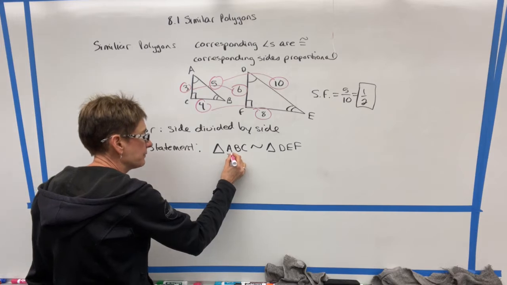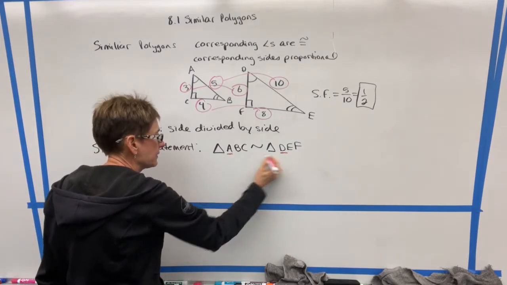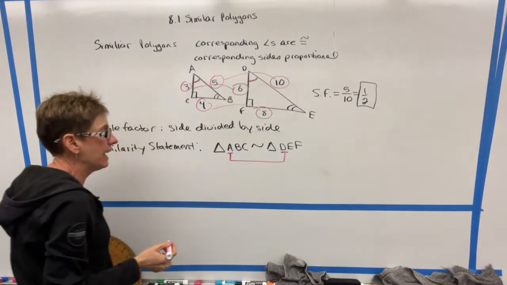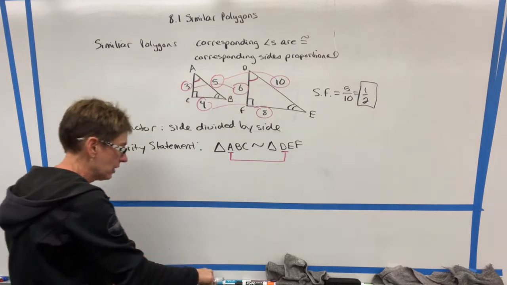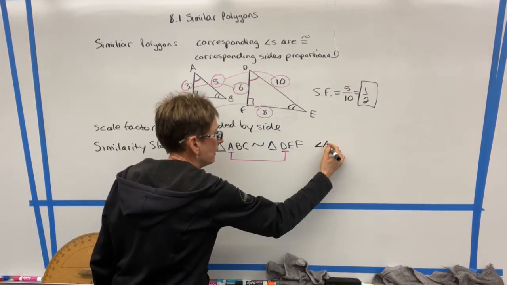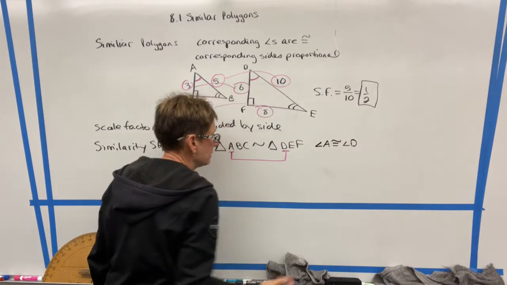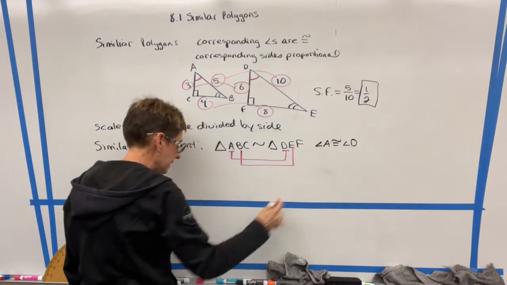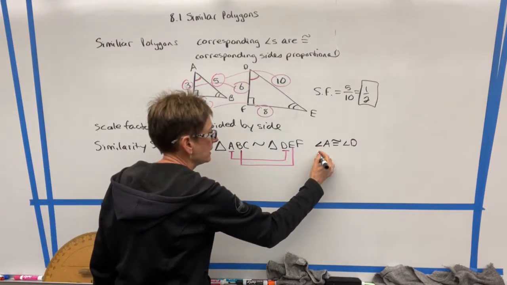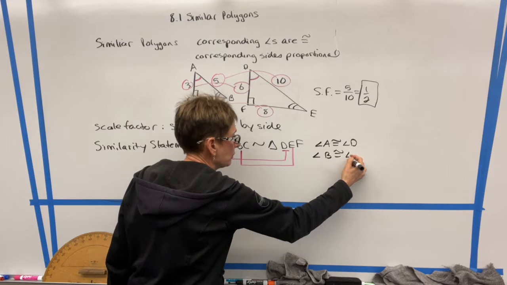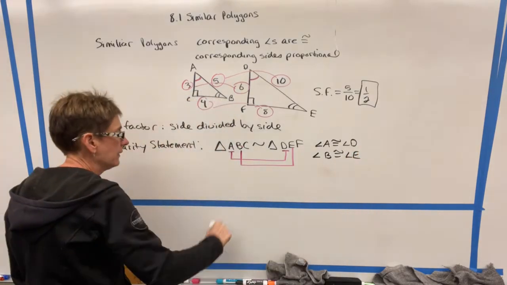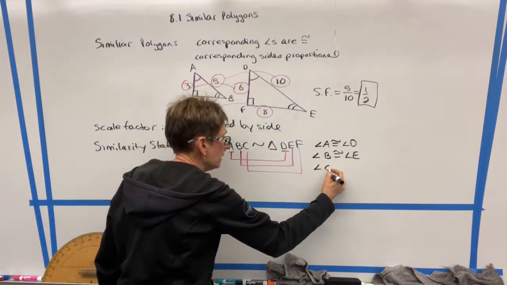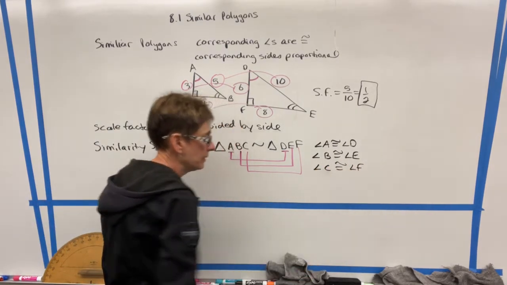Notice that A is first on this list and D is first here. What that means is that A must correspond to D. A and D must be congruent angles. So we know from this statement here that angle A is congruent to angle D. It also must be the case that angle B is congruent to E because they're both second on the list. So angle B is congruent to angle E. And then obviously the third fact we know is that angle C is congruent to angle F.